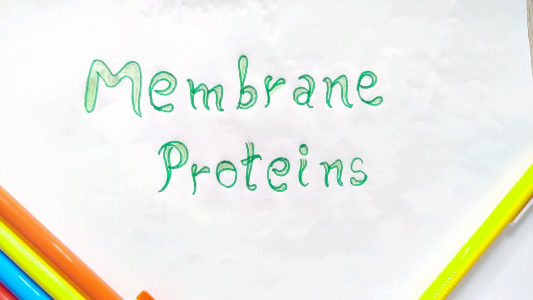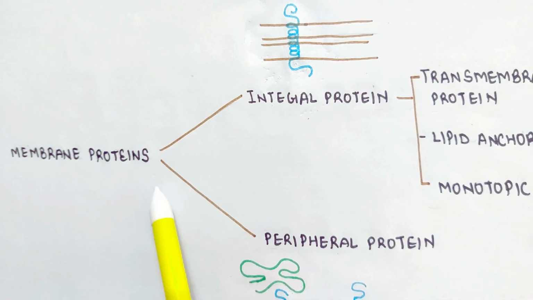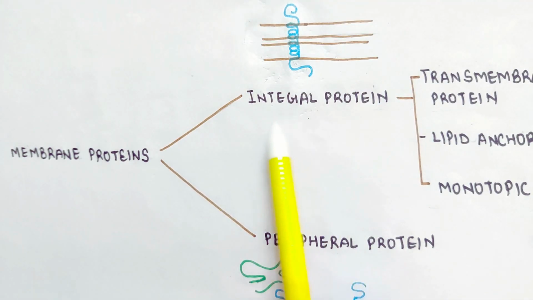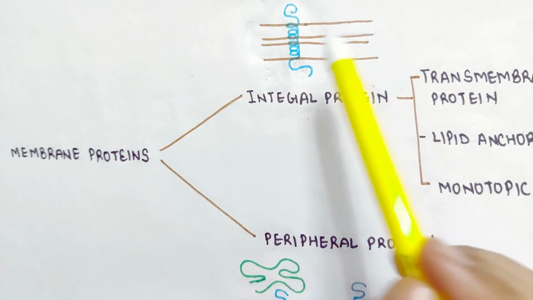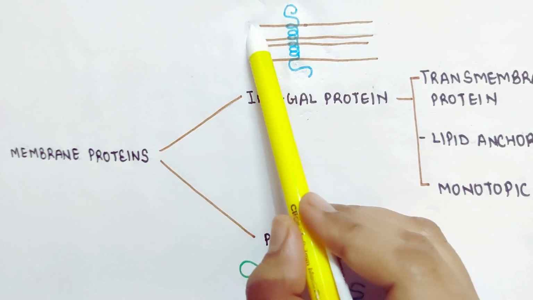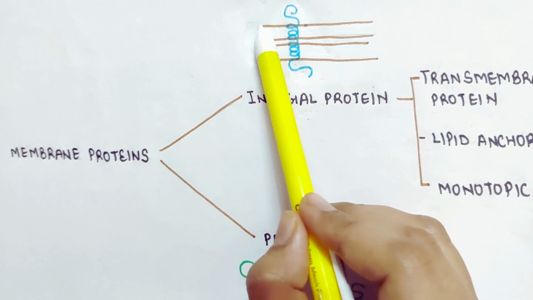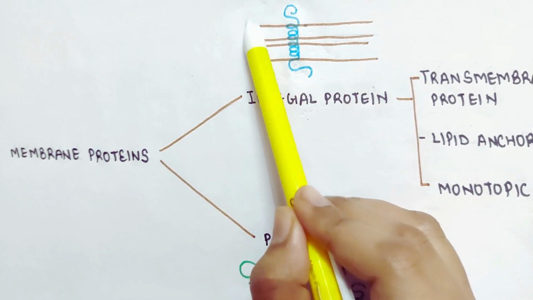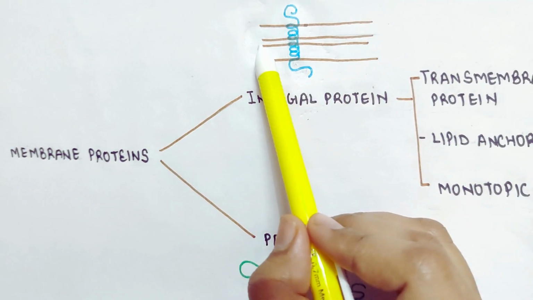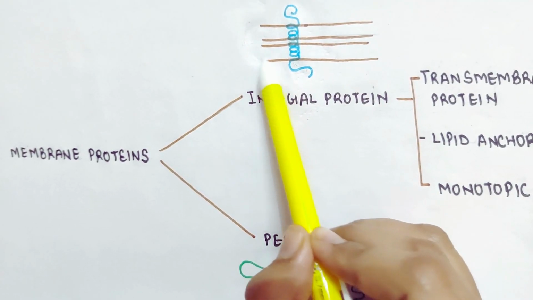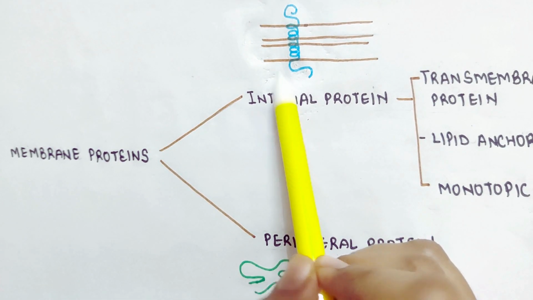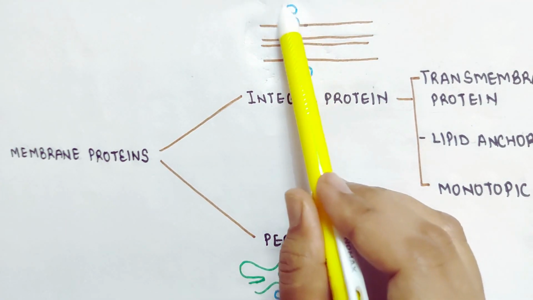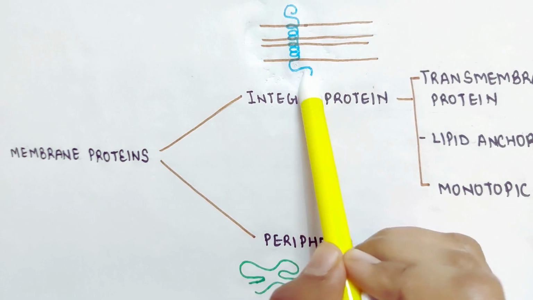So let's begin. These membrane proteins are majorly classified into two types. One is the integral proteins and second is the peripheral proteins. Now these integral proteins are the ones which are embedded inside the membrane. Like here you can clearly see that this is the outer leaflet of the lipid bilayer which is facing towards the extracellular side, and this is the inner leaflet of the lipid bilayer which is facing towards the intracellular or the cytosolic side of the cell. And this structure which is spanning through the lipid bilayer is the integral protein.